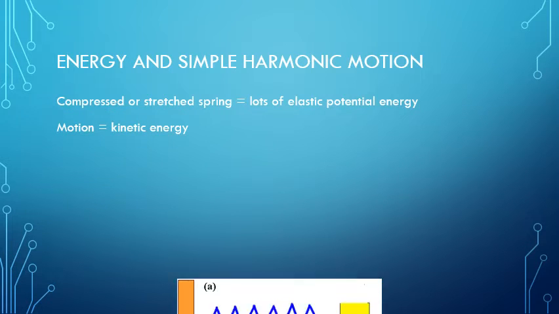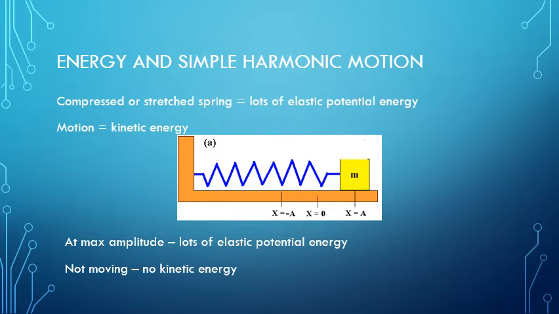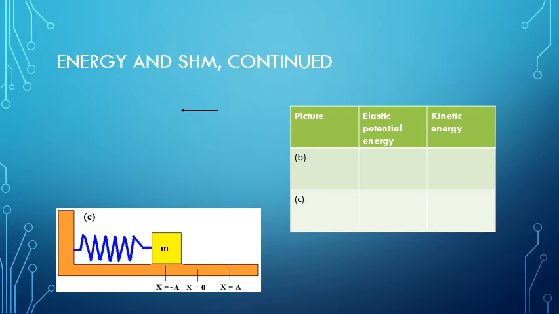So if we look at the pictures, there's the picture from A. We have the block all the way over on the right. It's got the spring really stretched out. So it's at the maximum amplitude. It's got lots of elastic potential energy. It's not moving, so it has no kinetic energy at point A.